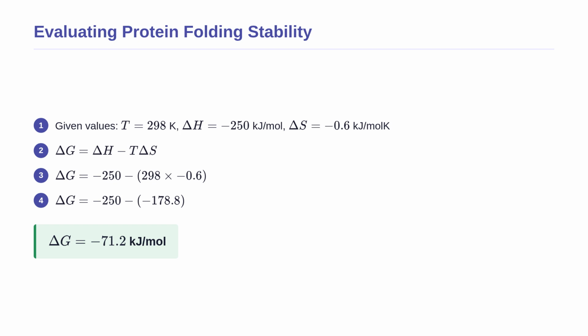We substitute our values into the equation. We carefully multiply the temperature by the negative entropy change, giving us negative 178.8. This represents the energy penalty for becoming highly ordered. Subtracting this from the enthalpy, we get a final delta G of negative 71.2 kilojoules per mole. Because this value is negative, the folded enzyme is highly stable.